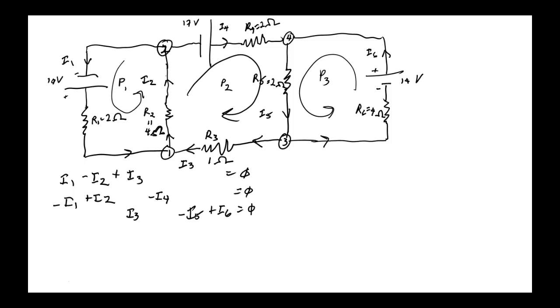Let's go up to junction 4. And that leads off with the I4 coming in, and I5 going out, and an I6 coming in, I think. And that's equal to 0. All right, 4 equations, 6 unknowns. But we got 3 paths.